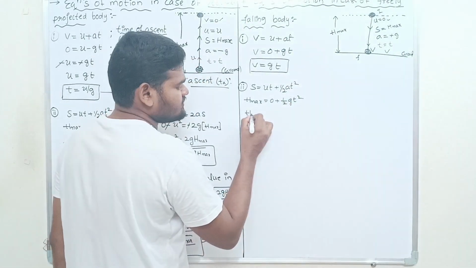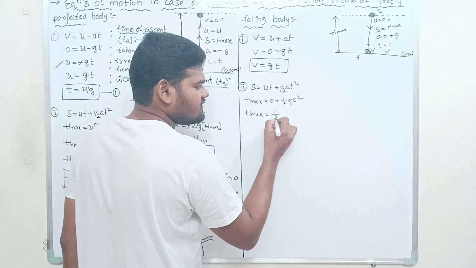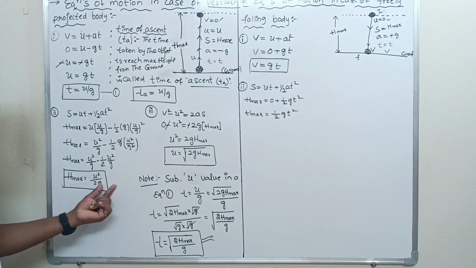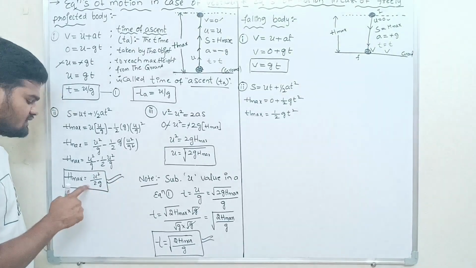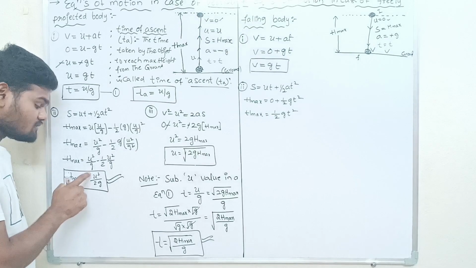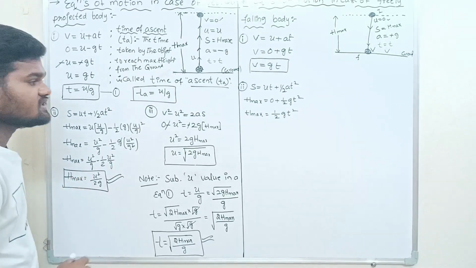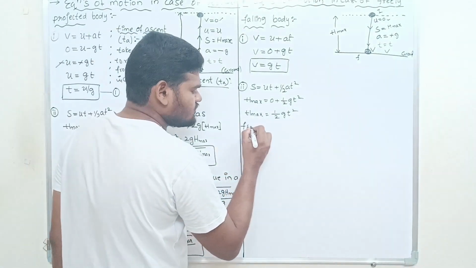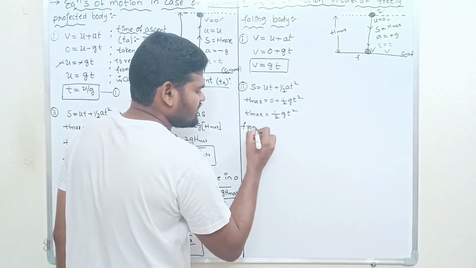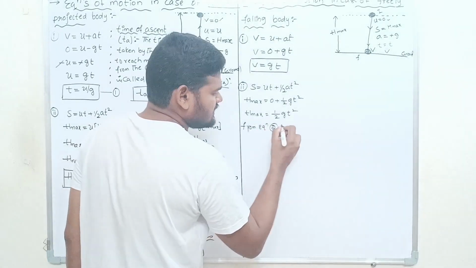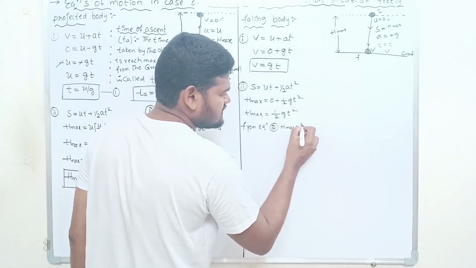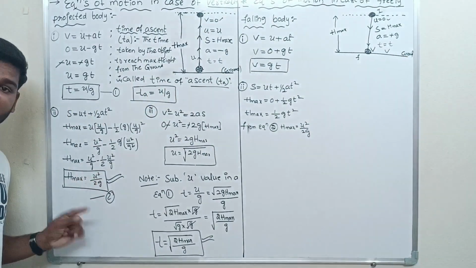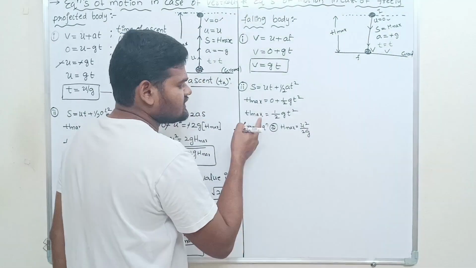So we got h maximum is equal to half g t square. From this condition, what is h maximum? H maximum is equal to u square by 2g, and let us consider this as equation number 2. From equation 2, h maximum is equal to u square by 2g. So I'm just substituting this value here.